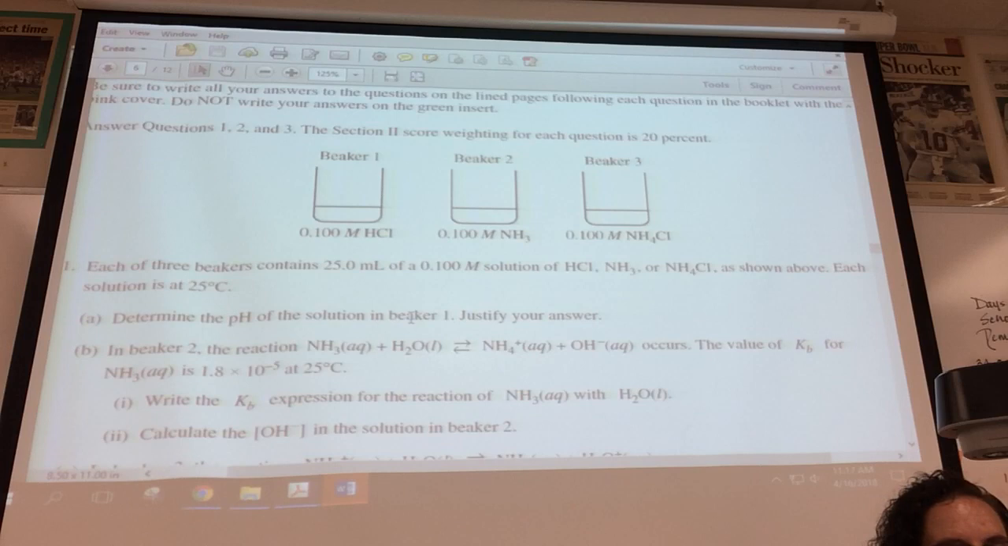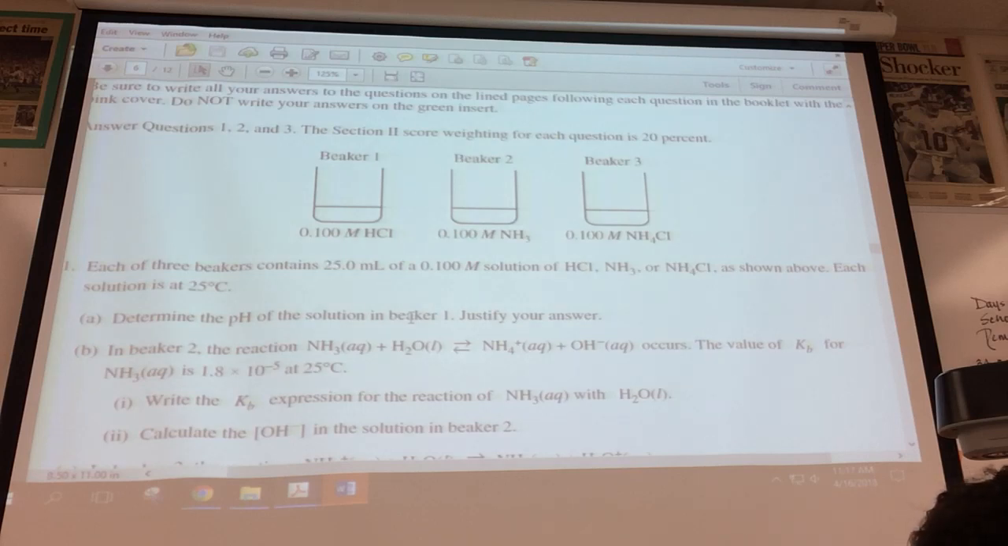What kind of acid is HCl? Strong acid. So pH is equal to? Negative log of the proton concentration. What's the proton concentration? 0.1. What's the negative log of 0.1? 1 times 10 to the negative 1, so the negative log of that is 1.